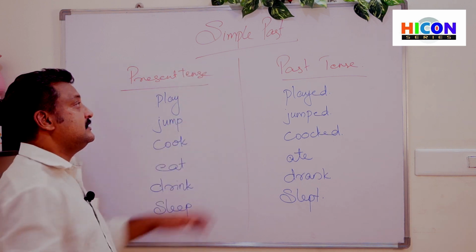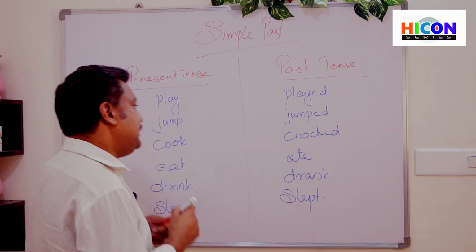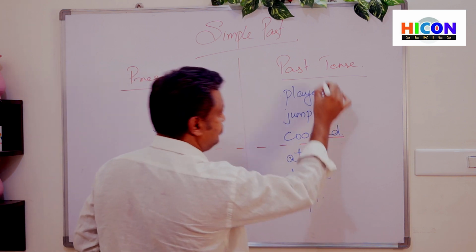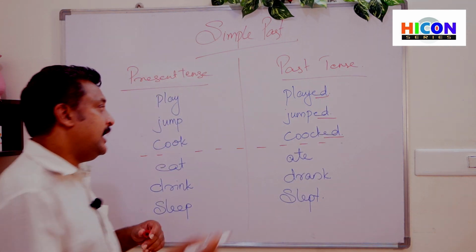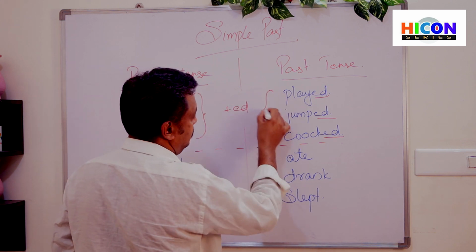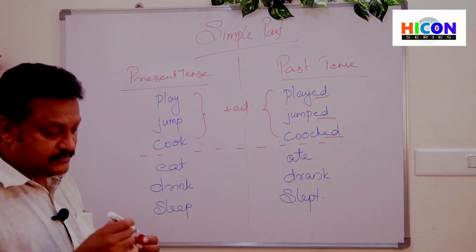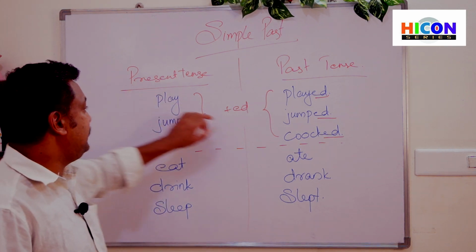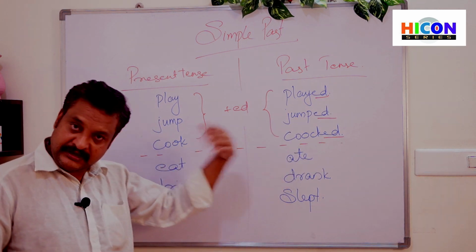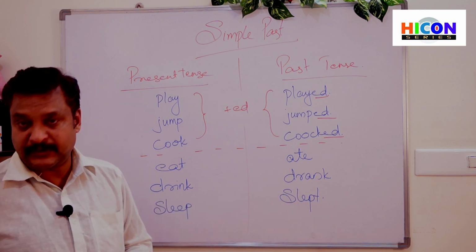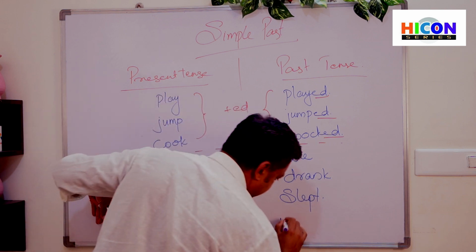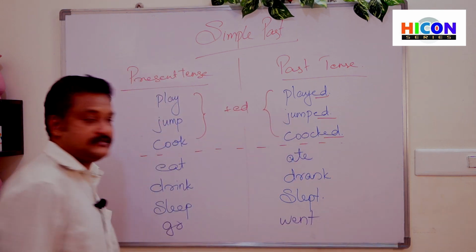One is present tense, second is past tense. So many of the verbs add ed to form their past tense forms. Means with the verb, if we add ed, we will get the past tense form. But some verbs have different words in their past tense form. If we write go, we have went as the past tense.